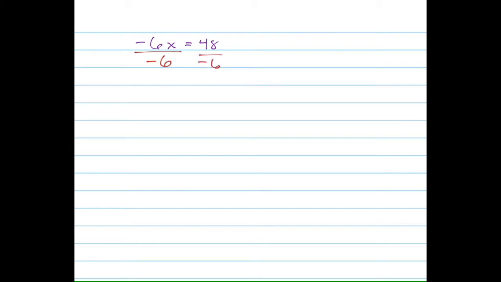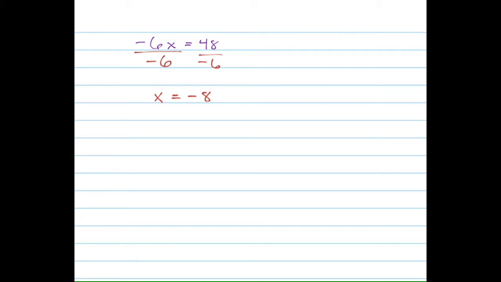So we're left with negative 6 divided by negative 6, which is just 1. We're left with just an x. What's 48 divided by negative 6? No. You have the right sign. Negative 8. A positive divided by a negative is a negative. So we have a negative 8.